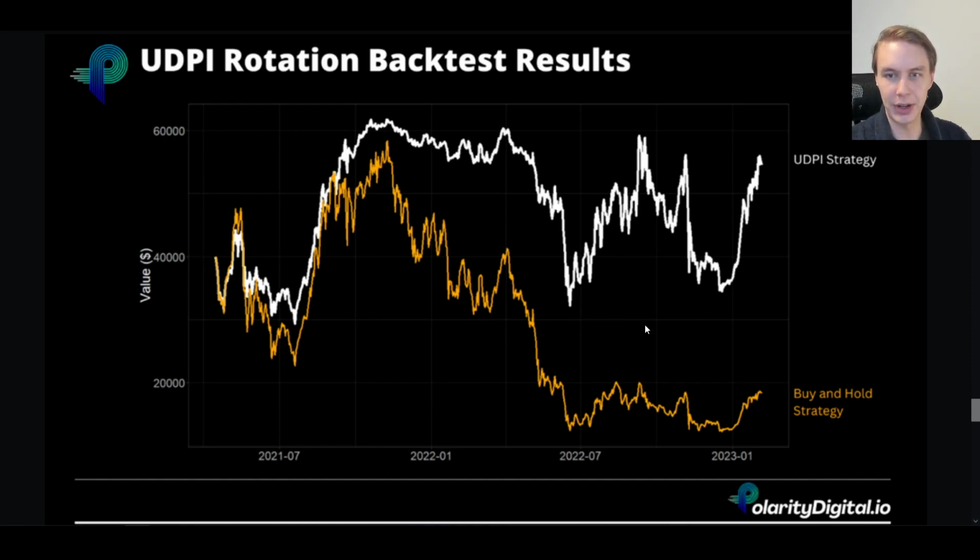And what you'll notice very clearly is that at the end point here, the UDPI strategy is massively outperforming buy and hold. It's about 3x higher than buy and hold. It outperformed buy and hold by about 3 times, basically. And also, it's up relative to the starting point.